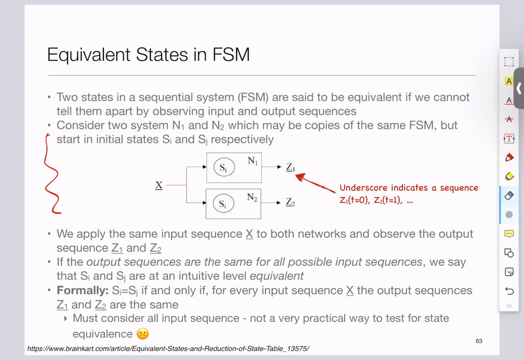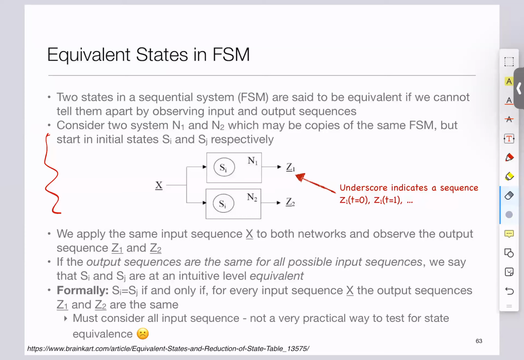Again, I introduced this notion that some states in a system may be redundant, as in if I can collapse them, they behave identically. And one notion of behaving identically is, imagine I take a system and replicate it, and there are two states, SI and SJ, which I believe are equivalent. So I start copy 1 in state SI and copy 2 in state SJ, and then I feed them the same input sequences. Same input goes to both copies, and I examine the output of the two copies.